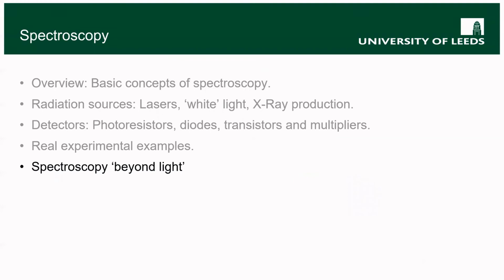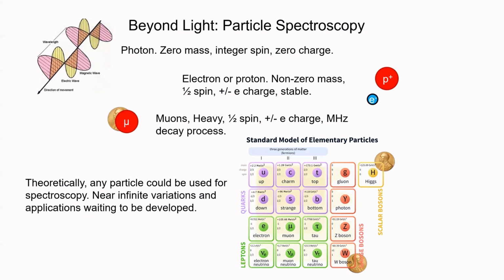Okay, so we've talked so far primarily about doing spectroscopy with light. So just to finish with, I want to give some examples where we do spectroscopy with things that aren't photons. Okay, so just as a review of where we've got to, we've got photons, which we've been discussing mainly. So those are zero mass, integer spin, zero charge particles.